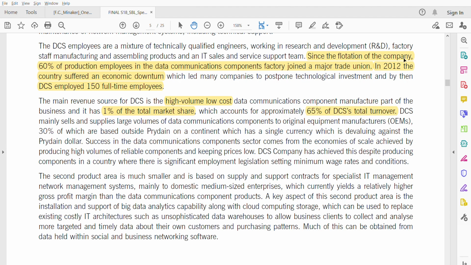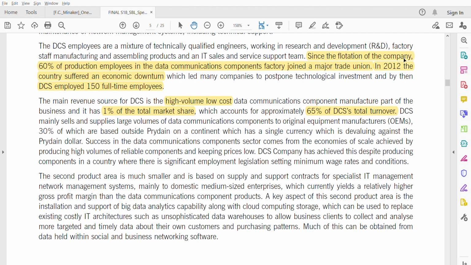DCS mainly sells and supplies large volumes of data communication components to original equipment manufacturers. Right? Mainly sells and supplies. So 30% of which are based outside Prydain on a continent which has a single currency and is devaluing against the Prydain dollar. Right?